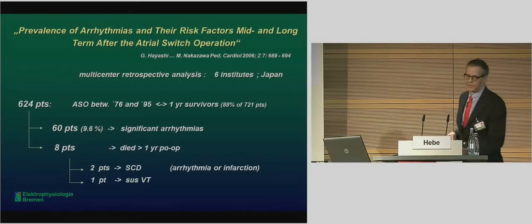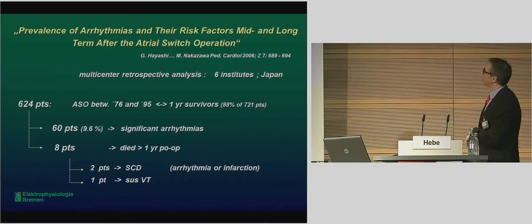That's what my second speaker, Joachim Hebe, will cover. And this is a publication from a Japanese group, a multi-center analysis of long-term follow-up of an atrial switch patient cohort, the more modern operation type. That was a cohort study of 6 institutes in Japan, and they summarized a little bit more than 600 patients, and you can see about 10% of these patients developed significant arrhythmias.